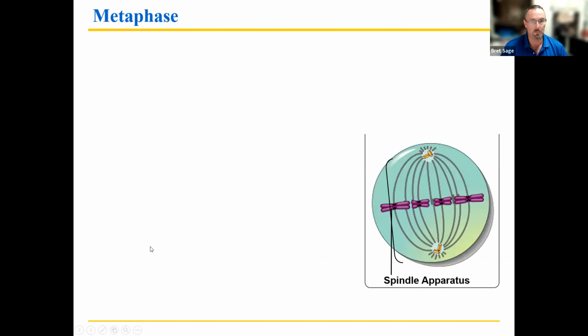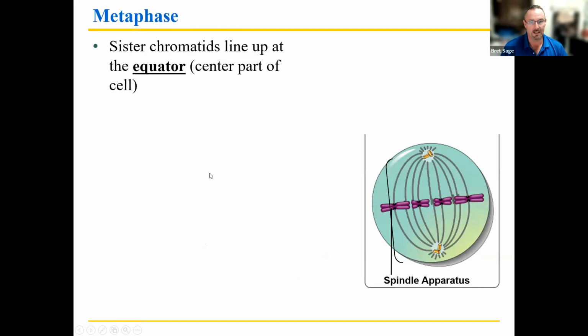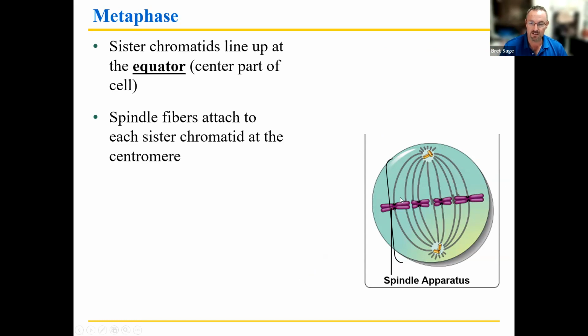Okay, so the next stage is metaphase. Sister chromatids line up at the equator, which is the center. The equator on our planet is right in the center on the outside. So it's the center part of the cell. The spindle fibers attach. Now you can see very clearly that all the spindle fibers from the top centriole are attached to the top sister chromatid, and the bottom centriole has attachment to all the bottom sisters.